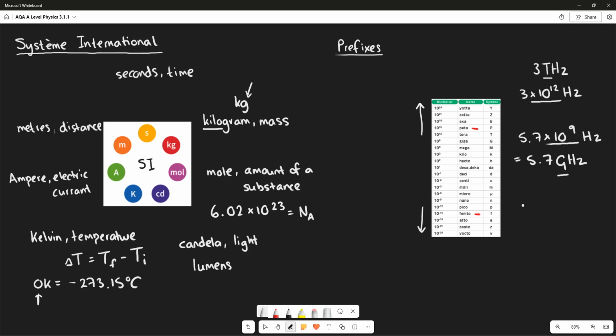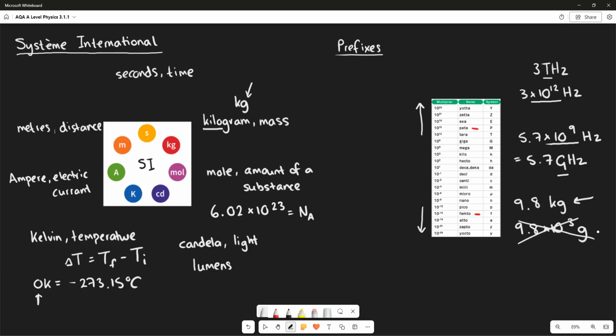They're quite important. Let's talk about kilo and let's talk about grams. Let's have 9.8 kilograms. That would be 9.8 times 10 to the power of 3 grams, except we would never write that. We would always use the kilogram version.